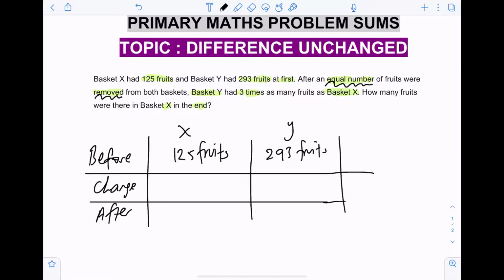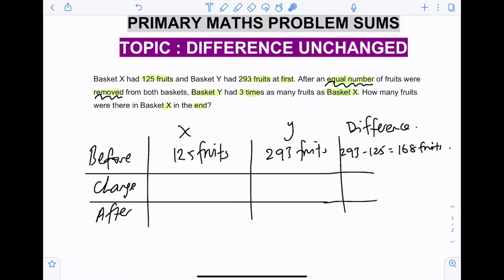And then we also have the difference over here, which has to remain the same. 293 minus 125, 168 fruits.